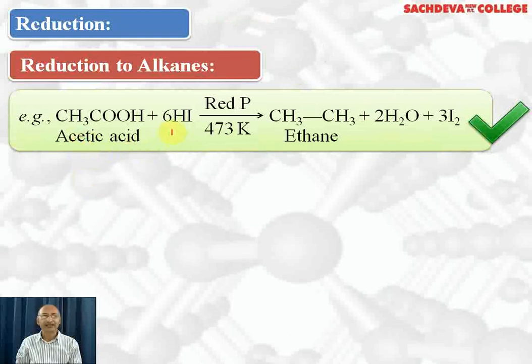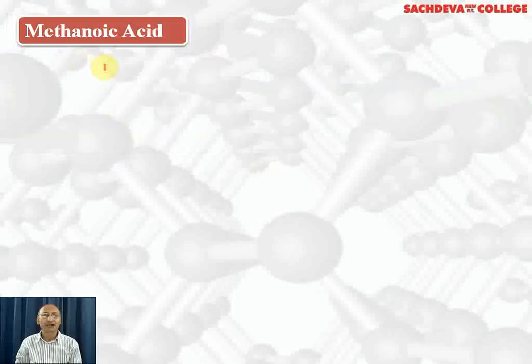Carboxylic acid when heated with HI, which is a strong reducing agent, in presence of red phosphorus at 473 Kelvin, we get corresponding alkane. Acetic acid changes to ethane plus 2 water plus iodine is formed. The function of red phosphorus is to remove iodine. If it is not removed, it will react with ethane to form alkyl halide. Next, we are taking individual carboxylic acid.